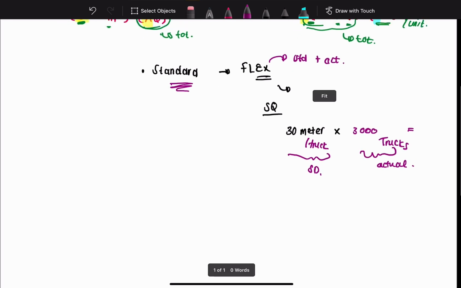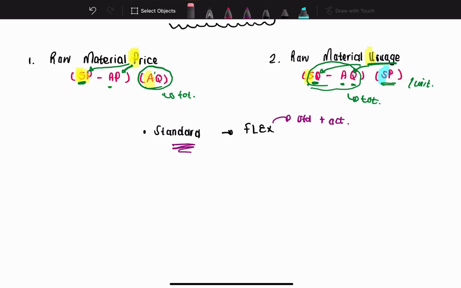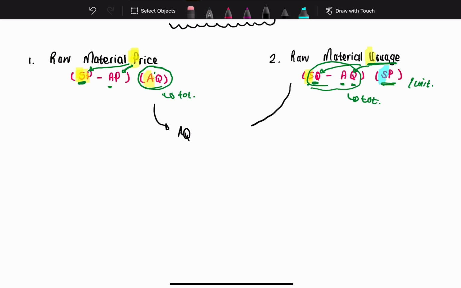Another important thing to note, I'm going to erase this to make some room: you can always pause if I'm going too fast. Actual quantity in raw material price variance is not always equal. Not always.